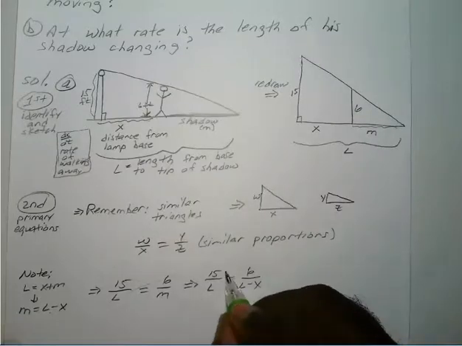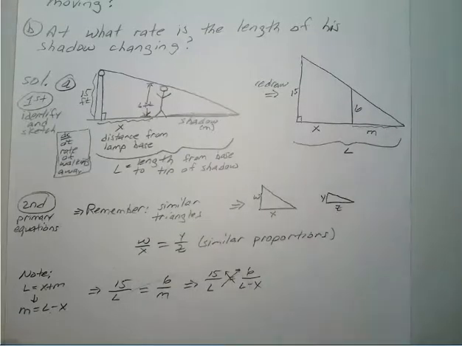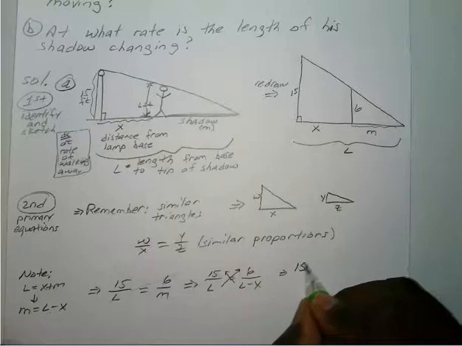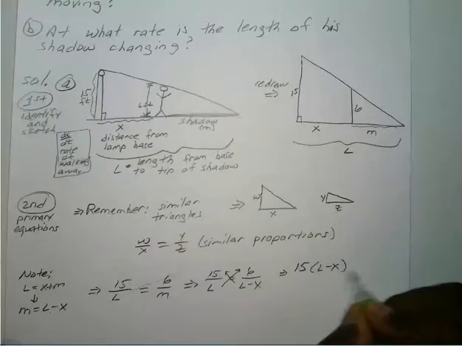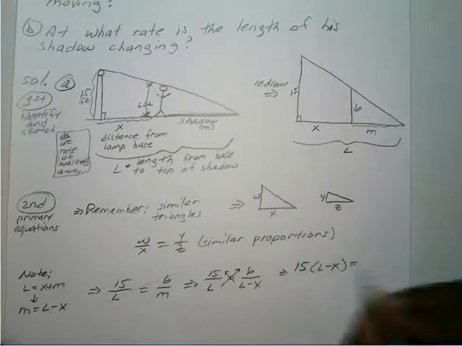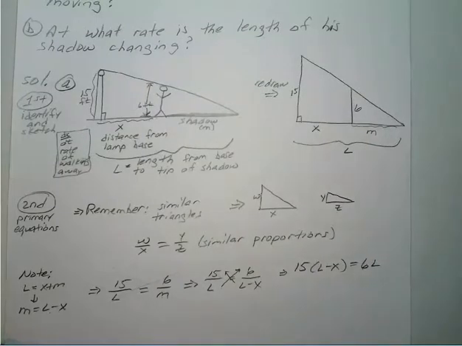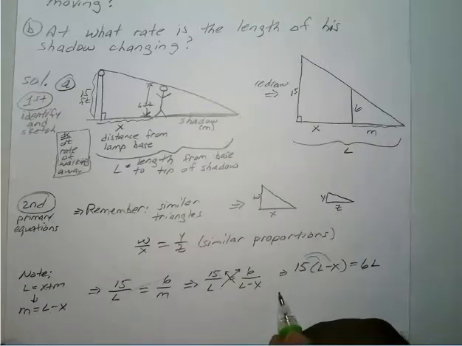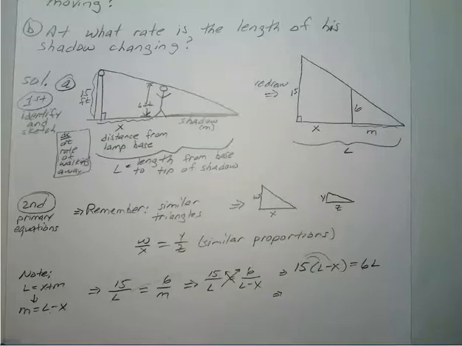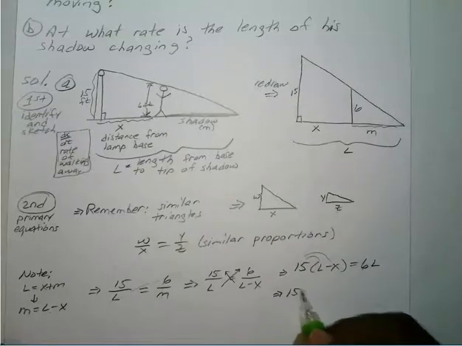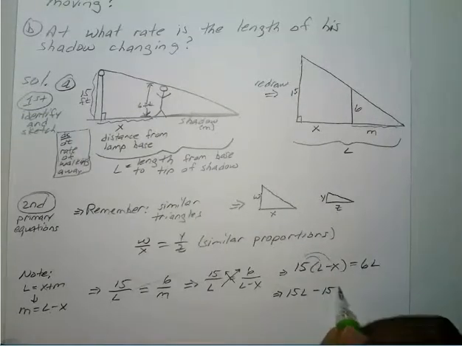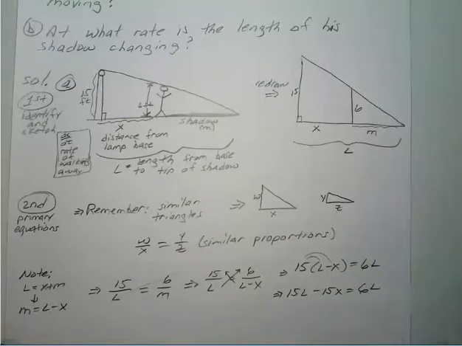Now we cross multiply. So we have 15 times L minus X equals 6 times L. So we're going to go ahead and distribute that 15 because we don't need parentheses all over the place getting in our way. So we have 15L minus 15X equals 6L.